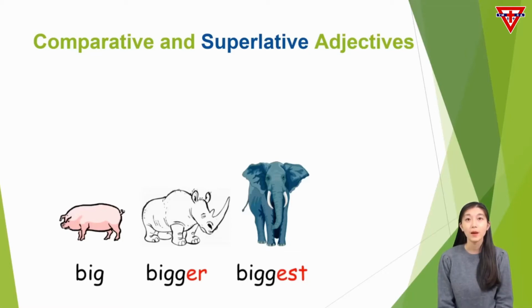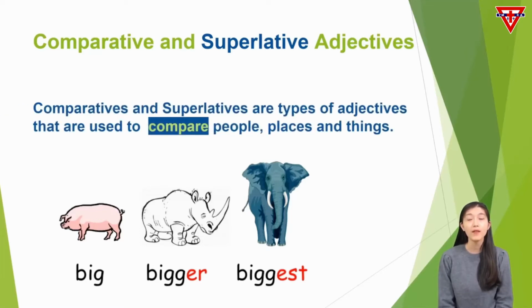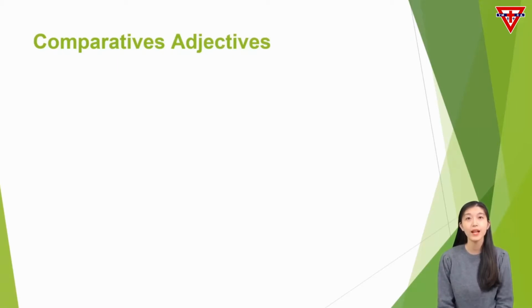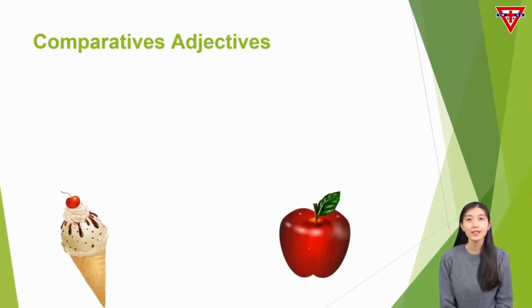That is the comparative and superlative adjectives. Comparatives and superlatives are types of adjectives that are used to compare people, places, and things. Let's first take a look at comparative adjectives.